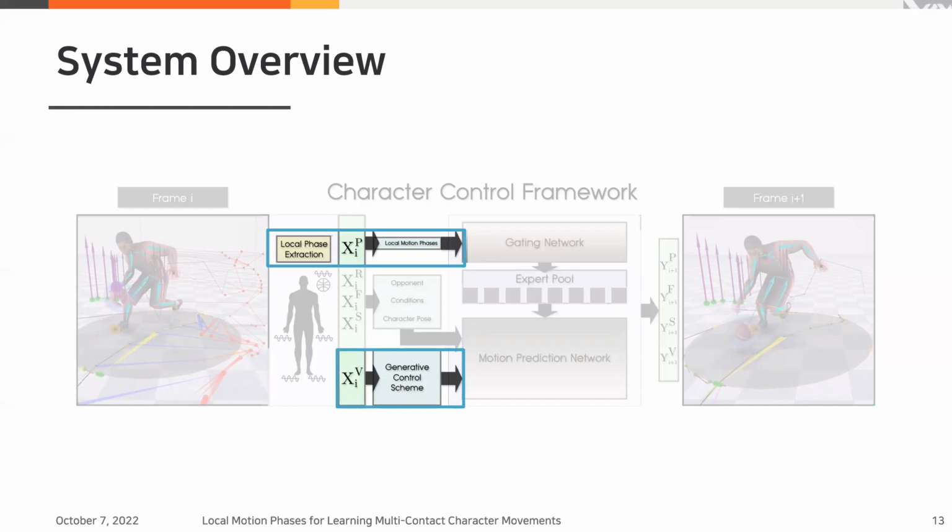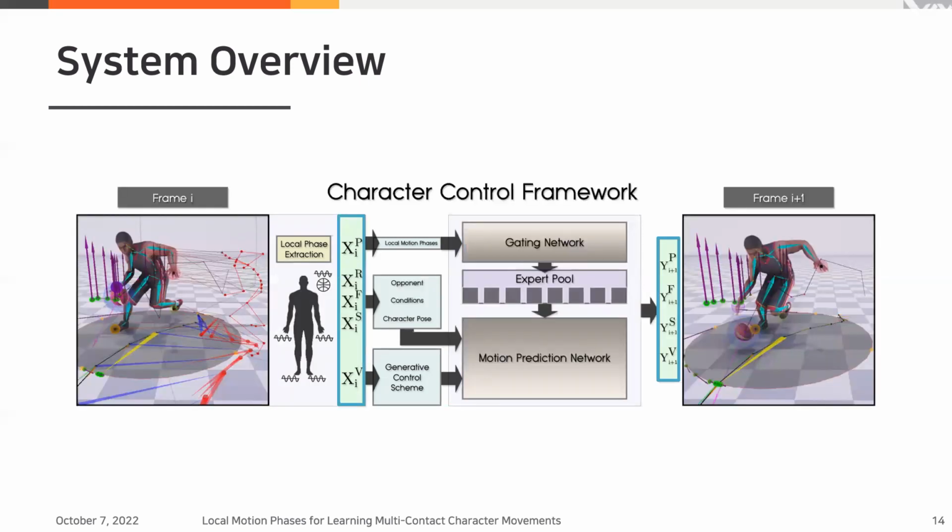And there are two main components that enable the system to learn basketball movements from a large motion database. First one is to train the network using the local motion phases. And the second component is to train the network with sharp control signals generated from the proposed generative control model. Before going into the network, we'll see the input and output of the system.